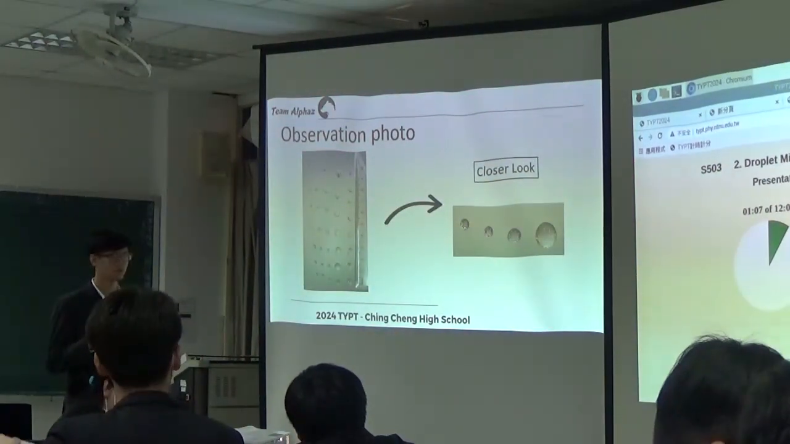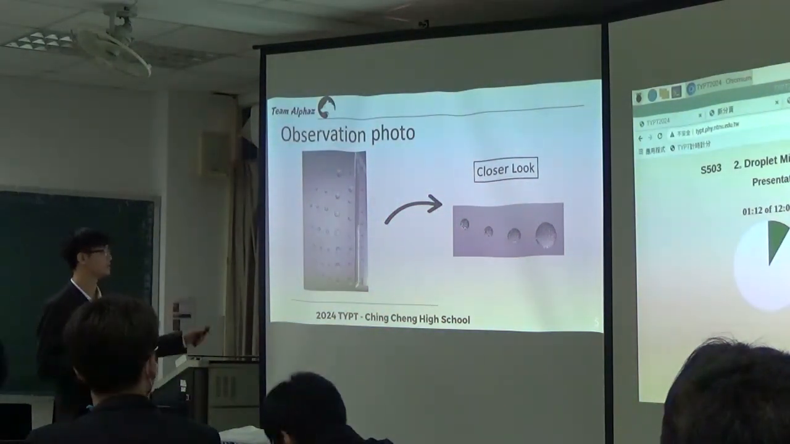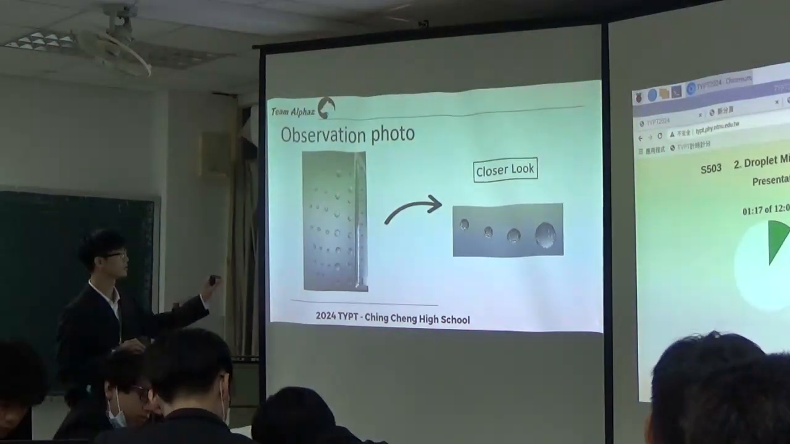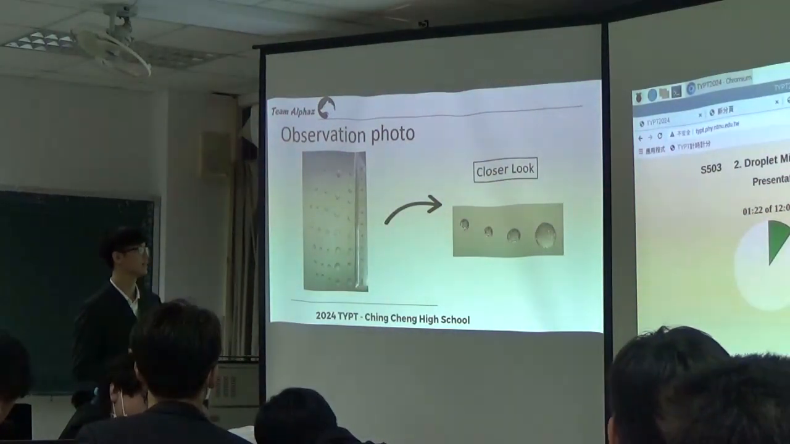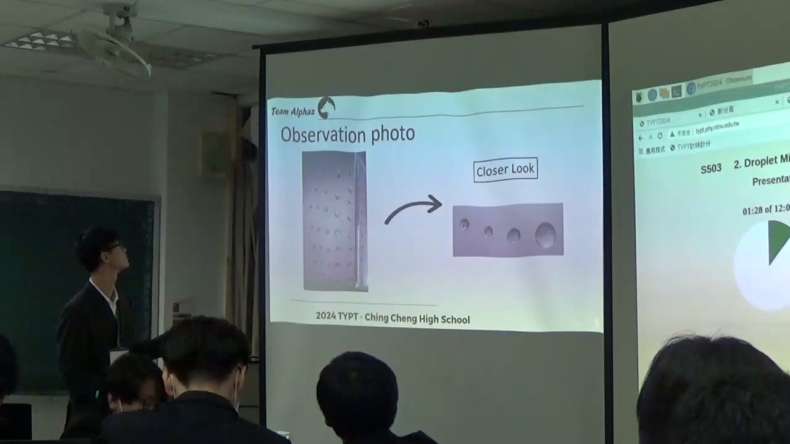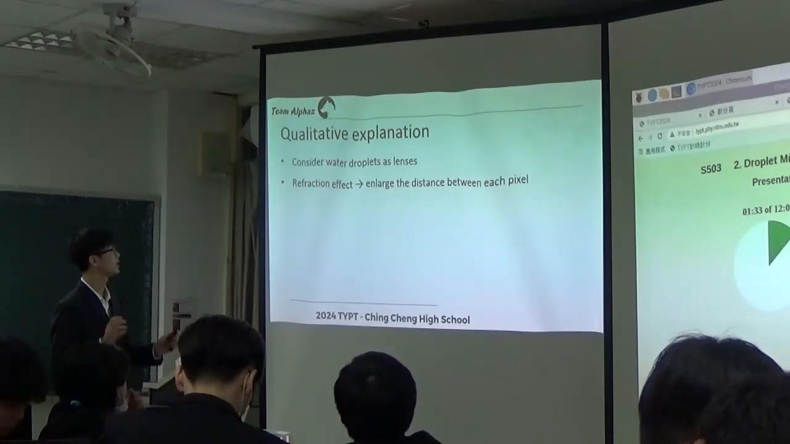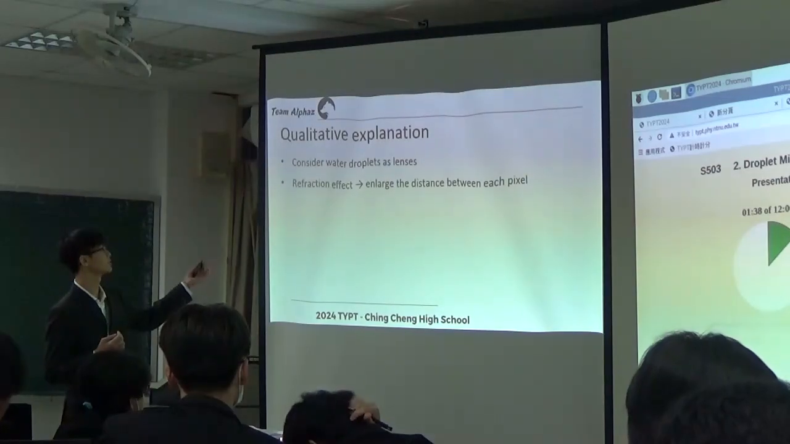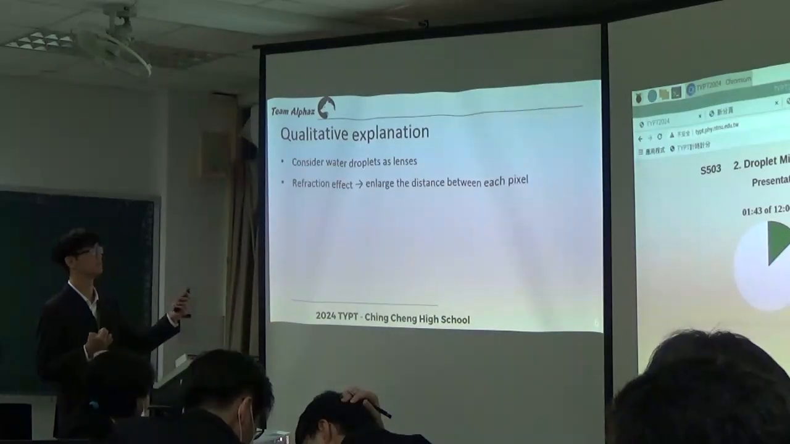We put a water droplet onto the iPad surface, and we can see there are some RGB lights in the water droplet. So we look closer. We can see there are some pixels. We can see clearly. So the qualitative explanation is we consider the water droplet as a lens, and the refraction effect can make the pixels in the iPad enlarge the distance between each pixel.